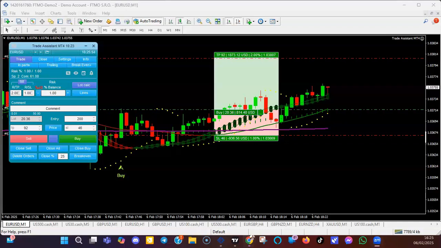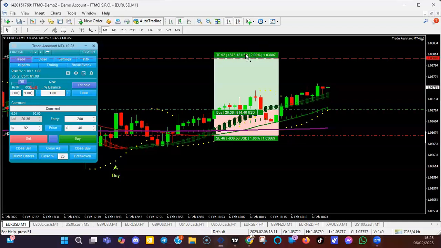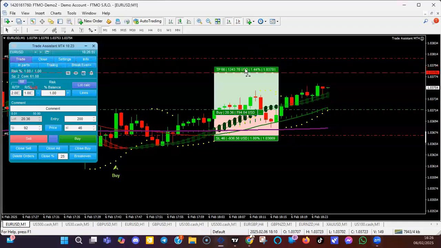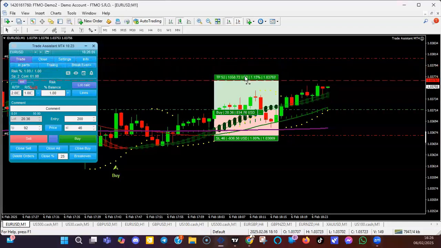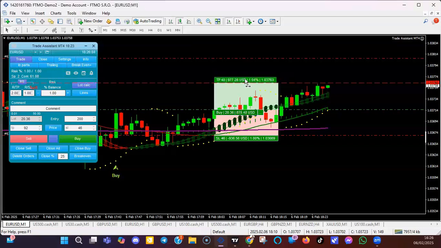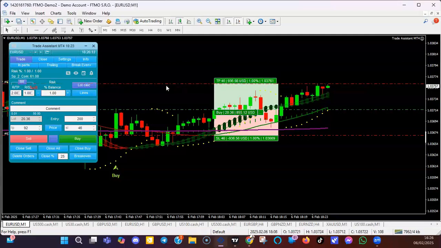Because of the length of time and the ranging market we are in, I am quite happy with, instead of going for 2%, going for 1%, which is there. So this is where we're going to stay.